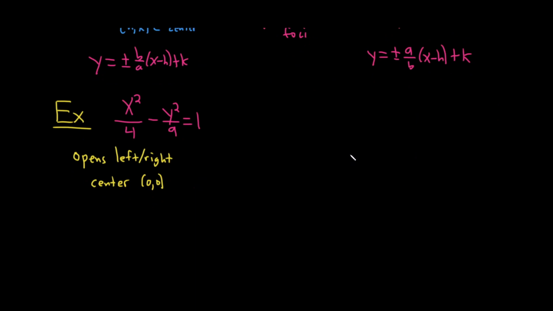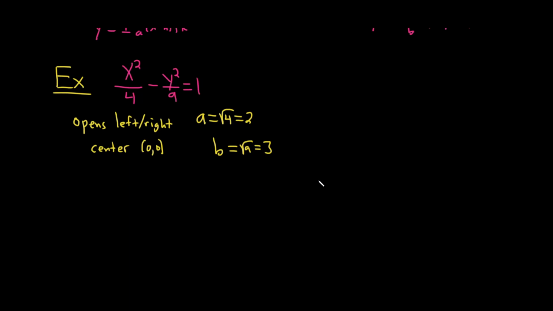So here, a is just going to be the square root of 4, which is equal to 2. And b is equal to the square root of 9, which is equal to 3. All right, now we're ready to graph our wonderful hyperbola. So I'll do it here. I couldn't decide, should I do it over here or here? I'll do it here. This is x, this is y.